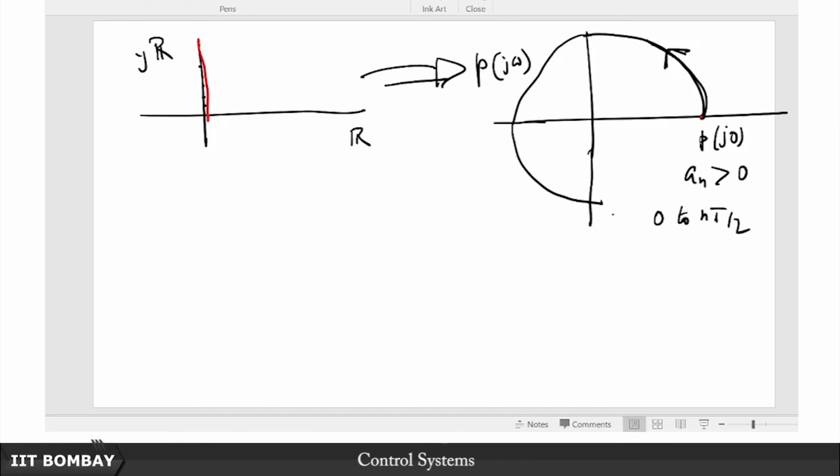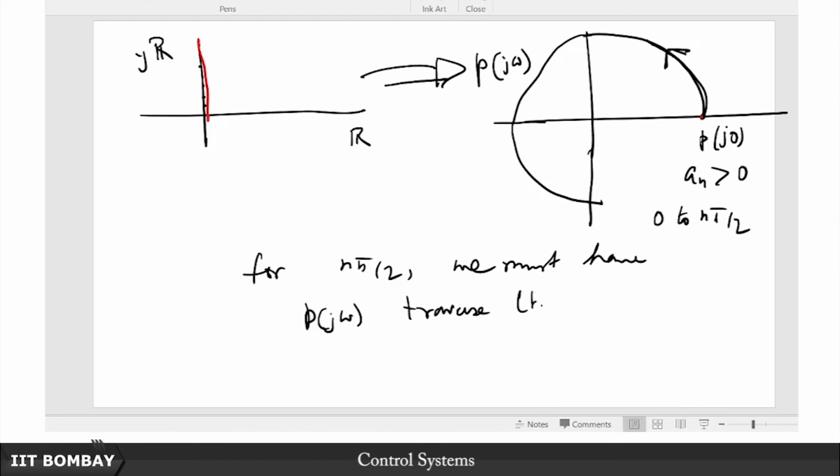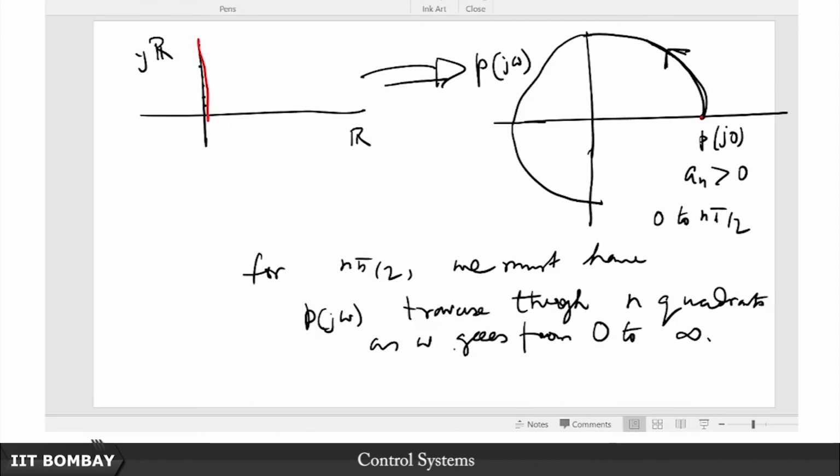So basically what this is telling me is that for n pi by 2, we must have p(j omega) traverse through n quadrants as omega goes from 0 to infinity, which means that a rough, qualitative sketch of this variation of p(j omega), not just the angle, will look something like this. It starts from here and presumably goes through this, and maybe goes through like this. I don't care about the magnitude.